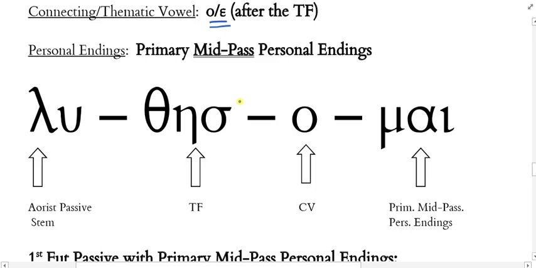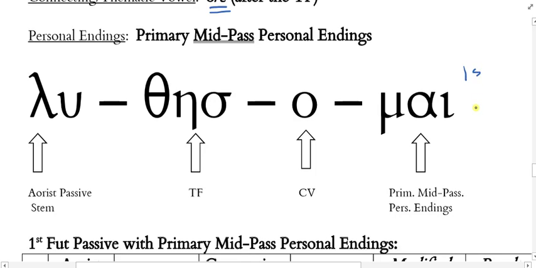Okay, so example, we have lu, the, sa, mai. Lu is our aorist passive stem, which is used for the future passive. Theta, eta, sigma is my first future tense formative. Connecting vowel is omicron in front of mai, which is my first singular ending. So how would I want to translate lu, the, sa, mai? You will be loosed. Not you. Mai is I. I will be loosed. Okay, good. So it's passive and future.